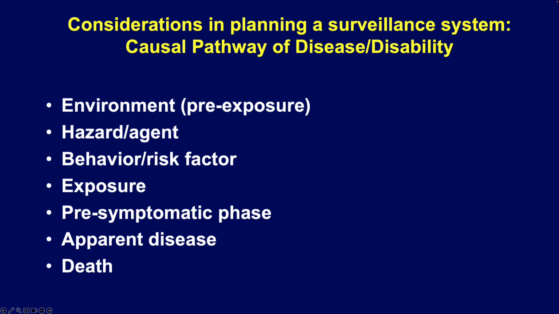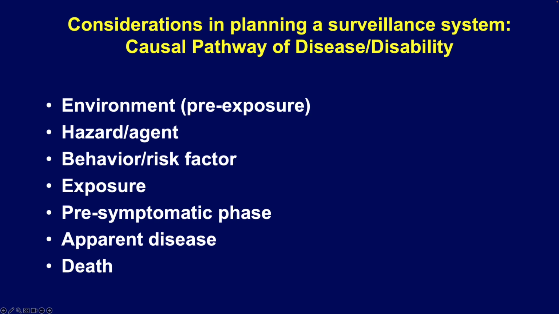For example, with the earlier diabetes surveillance system, is it helpful to have information on the pre-symptomatic phase, or is the system primarily focused on outcomes or sequelae of the health condition? But you can think about the progression here. Is there something about the environment that's important to be part of the surveillance system? Is there a specific hazard or infectious agent involved? What about individual behaviors or risk factors, other exposures?